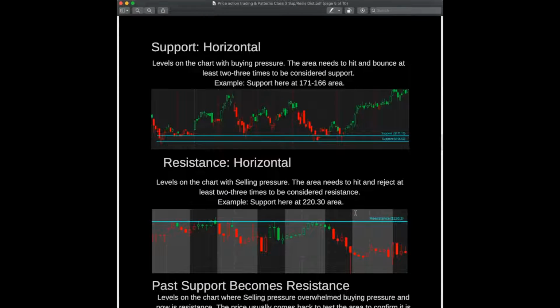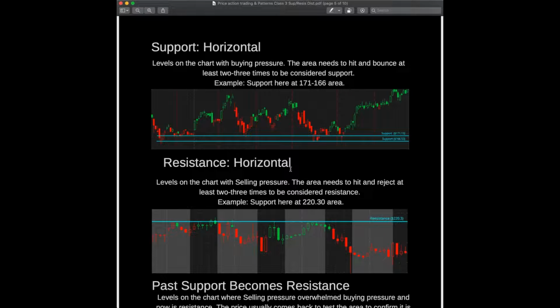Now supports. Now we have horizontal support, which is levels on a chart with buying pressure. The areas need to hit and bounce at least 2 to 3 times on these supports to be considered good supports. So an example here, 171 and 166 area were good support zones. So here, bounced off here, and then rallied up, bounced off here, rallied up, bounced again, rallied up, formed a little W pattern and rallied up.